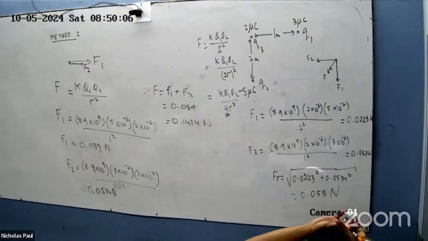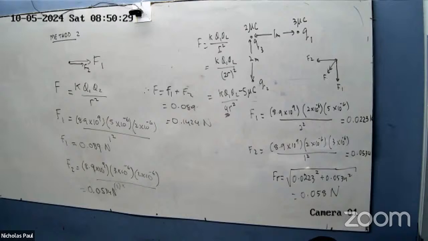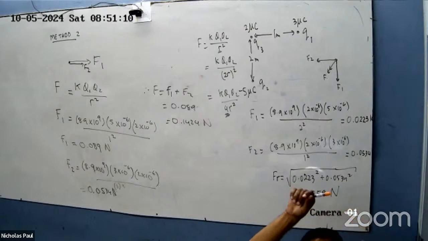Four identical point charges of 5 microcoulombs are placed at the 4 corners of a square with each side being 1 meter.